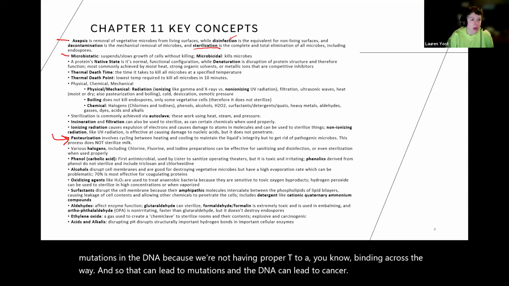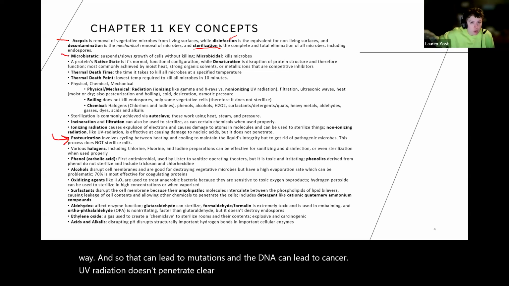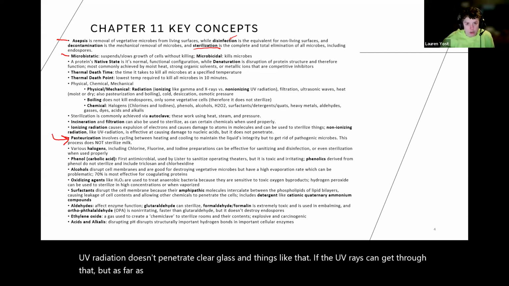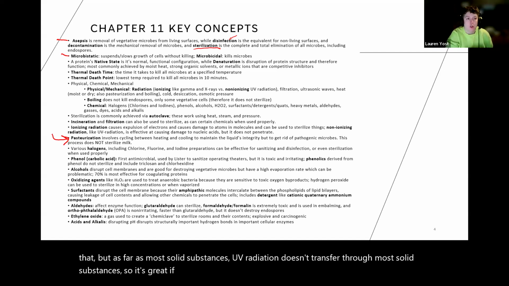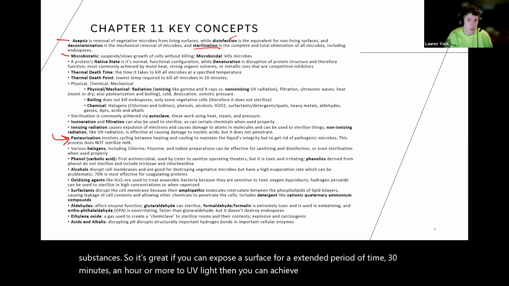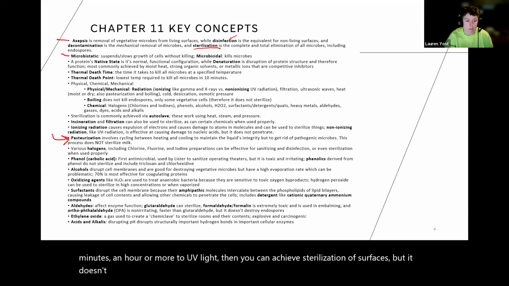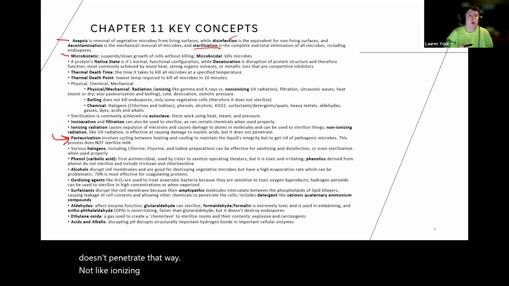UV radiation doesn't penetrate clear glass and things like that, unless the UV rays can get through. But as far as most solid substances, UV radiation doesn't transfer through them. So it's great if you can expose a surface for an extended period of time, 30 minutes, an hour or more, to UV light, then you can achieve sterilization of surfaces, but it doesn't penetrate that way. Not like ionizing does.